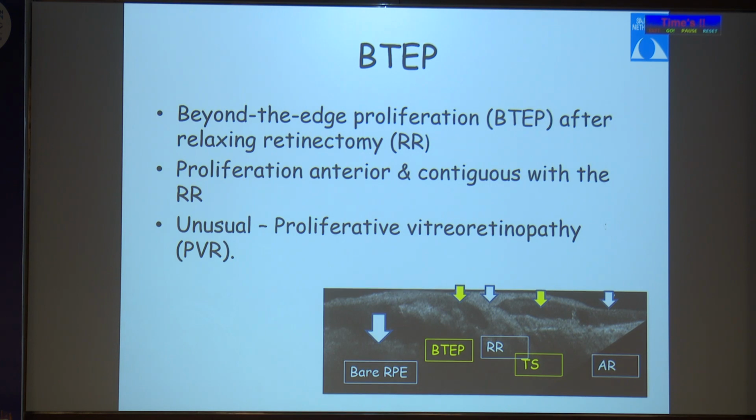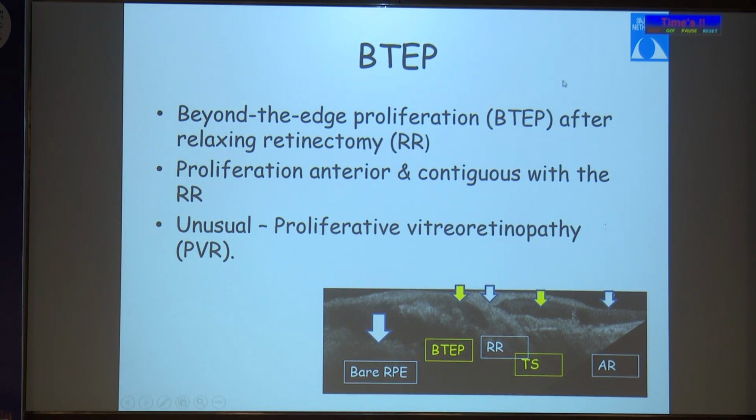So now coming on to what is new then in these things. BTEP, what is that called? Beyond the edge proliferation. After a relaxing retinotomy, what we get is called beyond the edge proliferation. One must be very cautious about this. Why does this occur? Because the proliferation is anterior and it is contiguous with the relaxing retinotomy. It is unusual, but it is called one of the types of proliferative vitreoretinopathy.